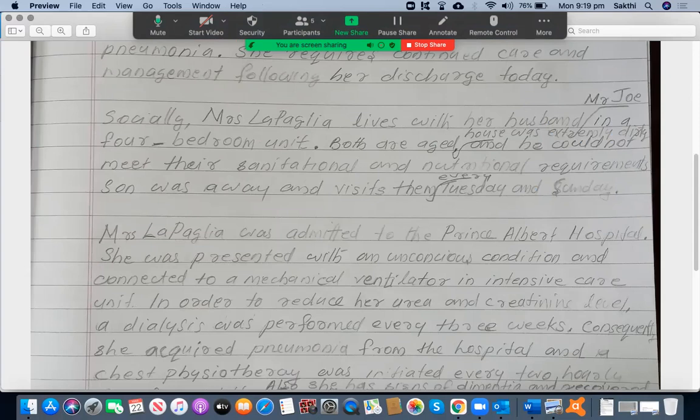Is it he could not or they could not? Because Mr. Joe was the caretaker of Mrs. Lapaglia. Okay, yep. She could not, so I mentioned she. Okay, all right. Yeah, that's all right then. Then that's okay.